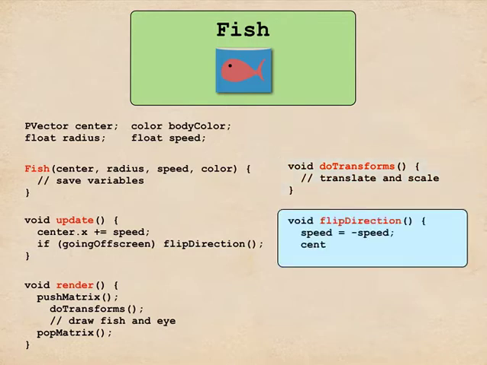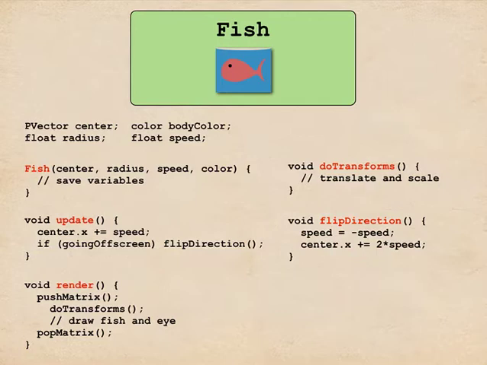The routine flip direction does just what we've seen before in our examples of bouncing balls. We reverse the direction by flipping the sign on speed, so if it was positive, it's now negative, and vice versa. Then we add double the new speed to the fish's horizontal position, so it doesn't go past the edges of the window. This class does everything a basic fish needs to do.